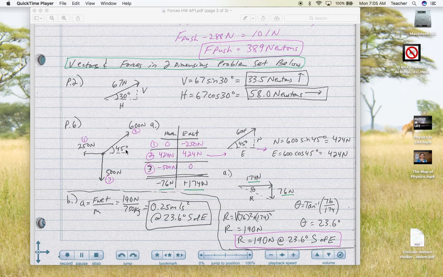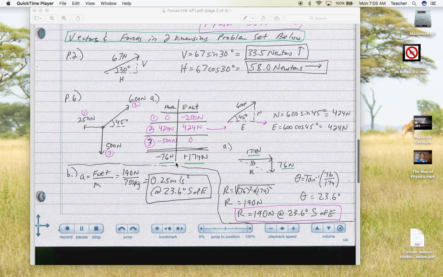This one, which is the force going to the northeast, I had to split into components using trig. Notice I'm showing you my work for that, as you should show for me. At that point, once I have these two components, I'm going to reassemble them for vector resolution purposes. I'm going to get a resultant that's 190 newtons at 23.6 degrees south of east. You could also have gotten somewhere around 64.4 degrees east of south.